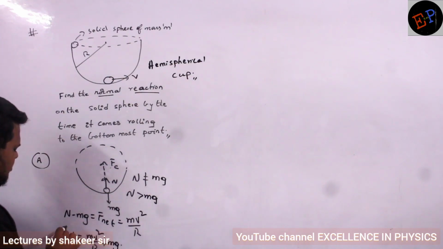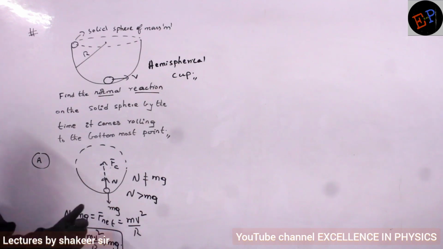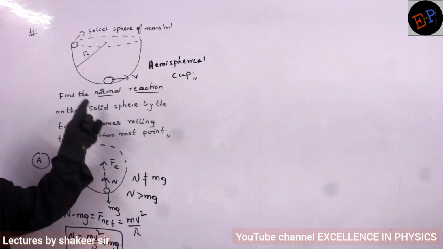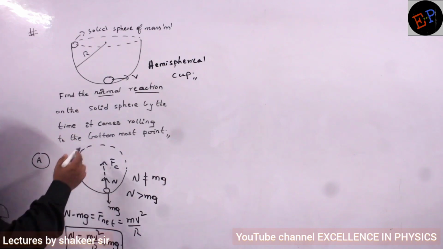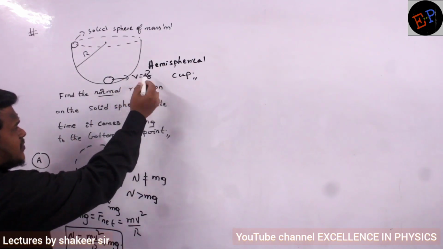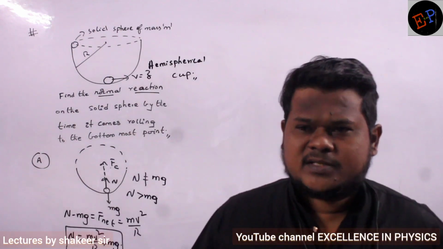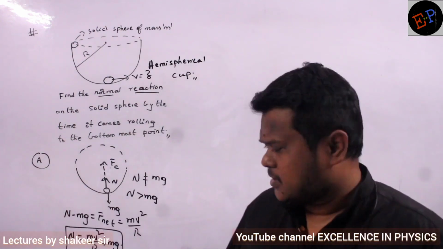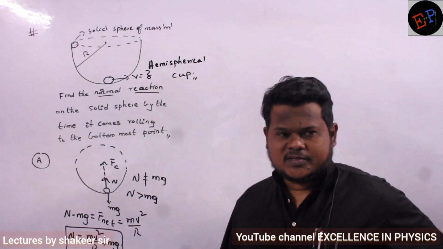If I do this calculation, then I will get the normal reaction acting on that sphere because of the hemisphere, because of the cup. But the problem is, is the velocity given? Velocity is not given. This is our assumed value, I don't know this value. So the question is, how can I calculate velocity? If velocity was there, I could substitute in this equation and get the answer.